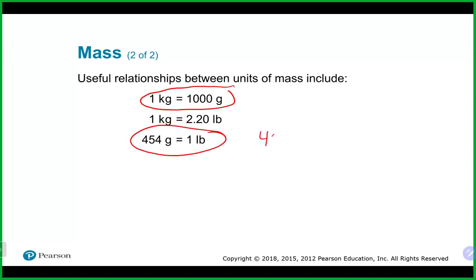Sometimes people will use 453.6 grams equals 1 pound. I almost want to say that there might be a Mastering Chemistry problem where they actually use the 453.6 rather than 454, and they might mark it wrong because of that, because it's slightly different. So just keep that in mind. And if you use 454 and you feel like you did the calculation correctly, try with 453.6. And although it doesn't seem like it might make a big difference, sometimes it will.